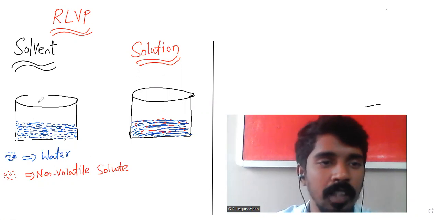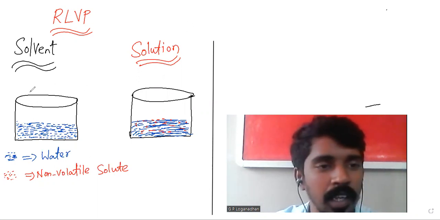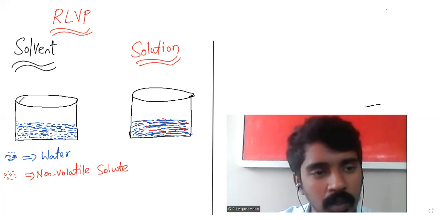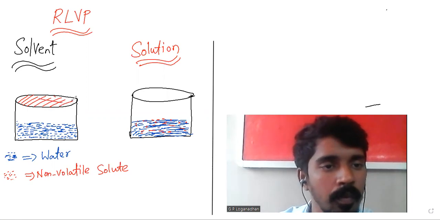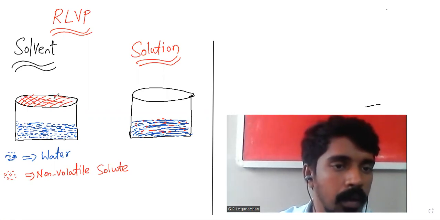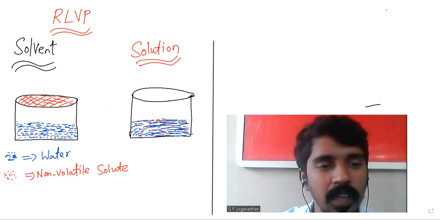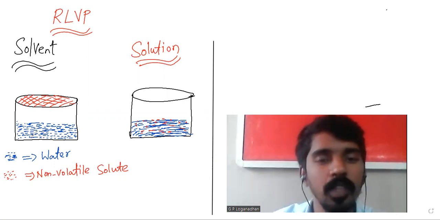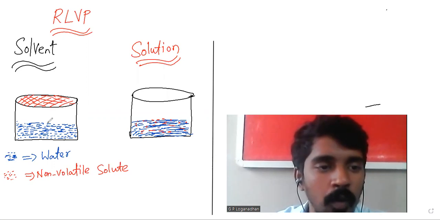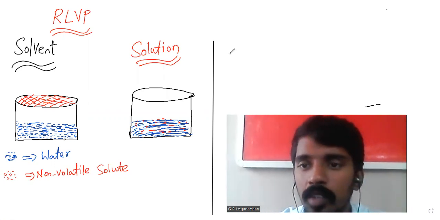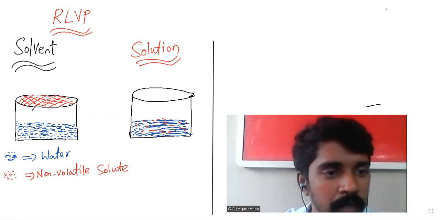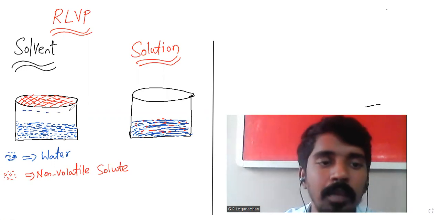Let us consider water. Water is taken in a beaker, and let us consider that it is closed. It is filled with water. You know that the water from the surface changes into vapors. Some amount of these water molecules will change into vapors. That gives some pressure, and that is known as vapor pressure.